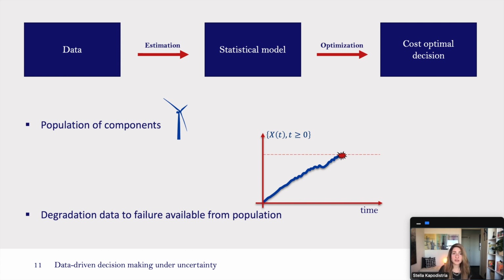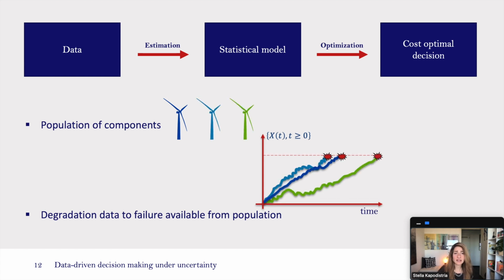However, what we would like to do here is integrate both the learning of the statistical model and the cost optimal decision. What we have noticed is that we don't have a single item, but a population of components that share one common characteristic. The structural properties of the underlying stochastic process are exactly the same. So I can say that my stochastic process is a Poisson process or a compound Poisson process. This is what we see from the data.